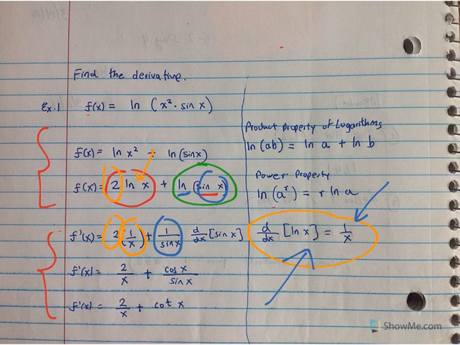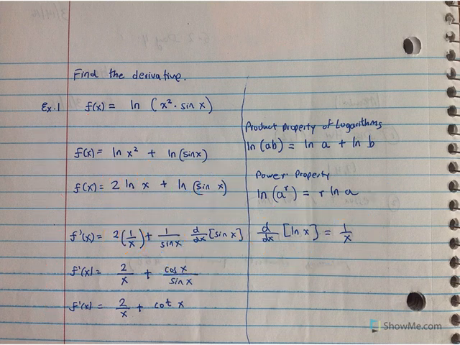Now using the chain rule, multiply by the derivative with respect to x of the inside function. The derivative of sine x is cosine x. So we have 1 over sine x times cosine x, which is cosine x over sine x. Finally, we're going to rewrite cosine over sine as cotangent, and this is our derivative. Our process of finding the derivative was made easier because we first rewrote the function using properties of logarithms and then differentiated.